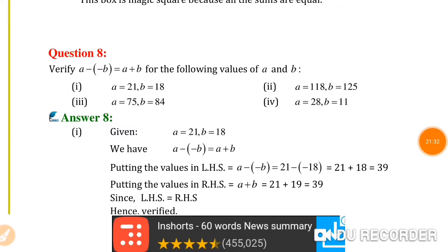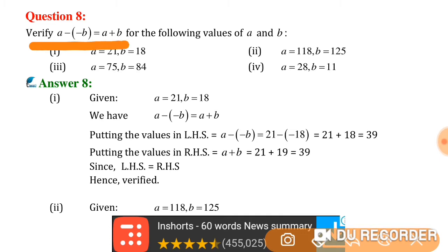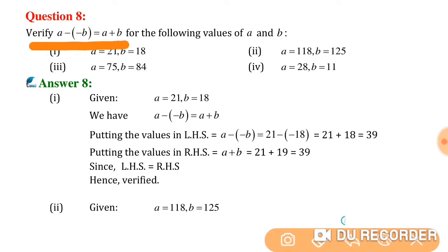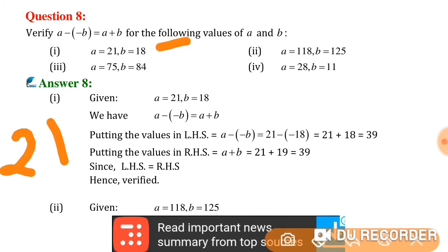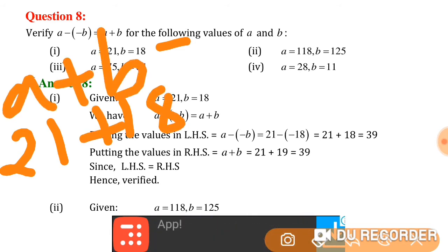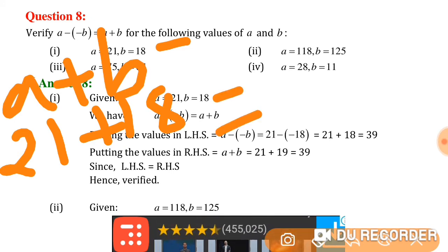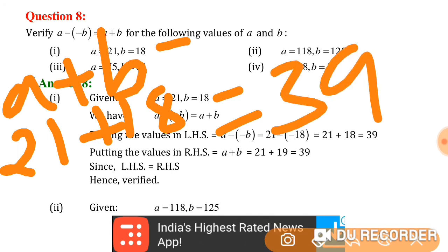There is a second box also, a magic square. So next, question number 8. Verify that a minus of minus b is equal to a plus b for the following values of a and b. Already we know it mathematically, but we have to prove it. So here a is 21 and b is 18. We have to add them, so that becomes a plus b. 21 plus 18, you'll get the answer 39. So this should come the same.